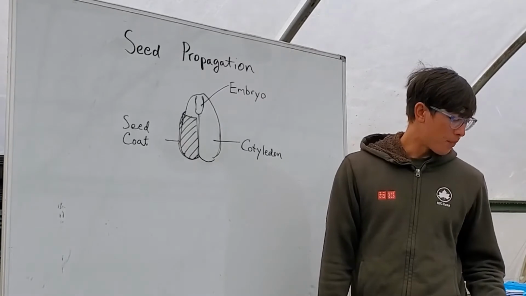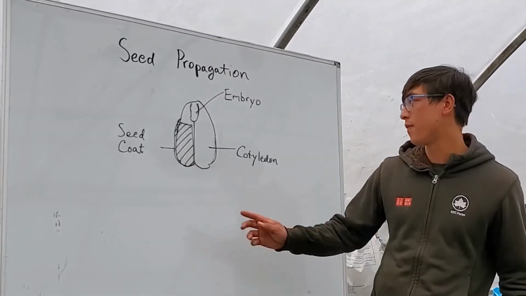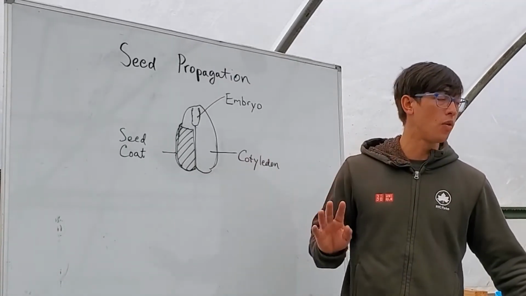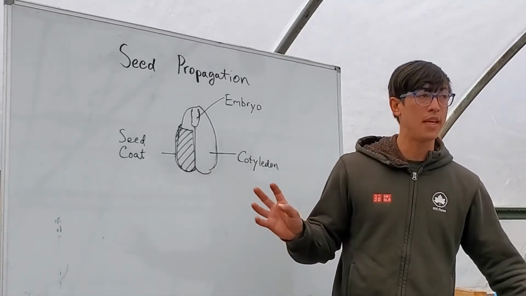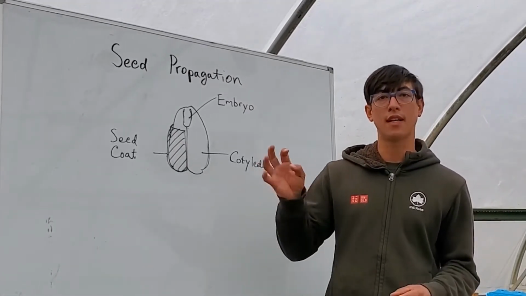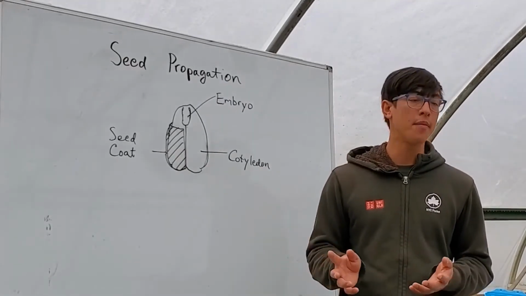So the seed coat protects the embryo and cotyledons first of all from the soil, from heat and cold, and from insects even in certain cases. If the seed coat is very tough, insects can't eat it. It protects it from rot, from fungi that are in the soil.